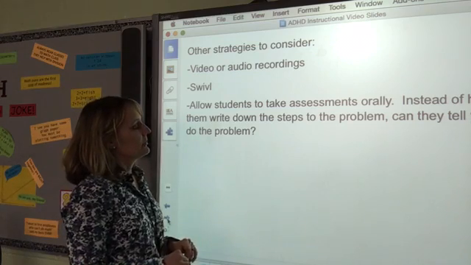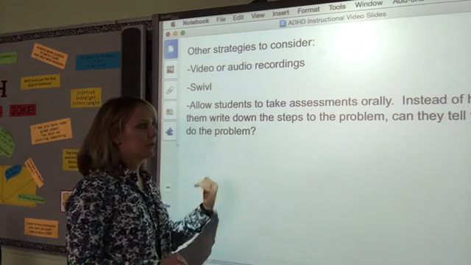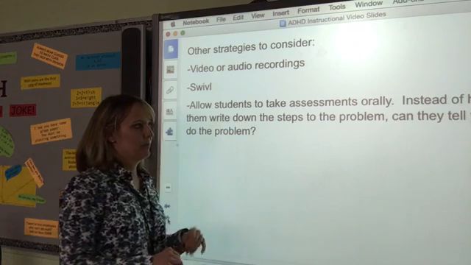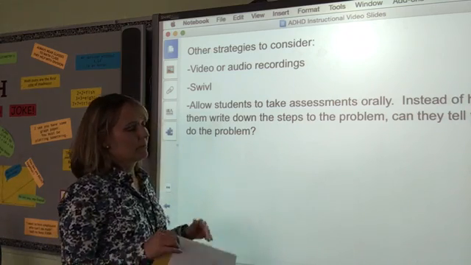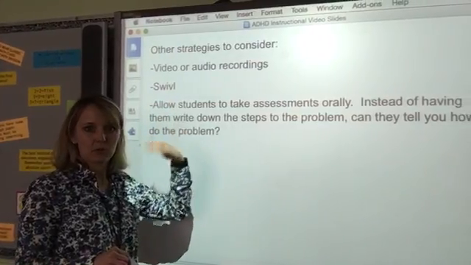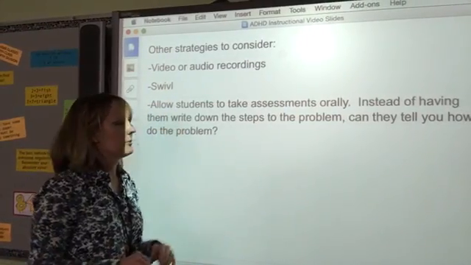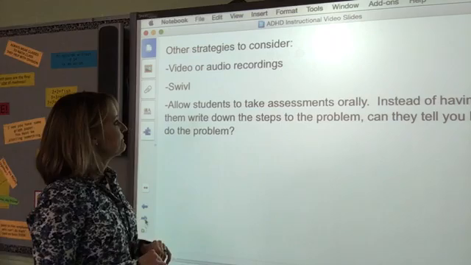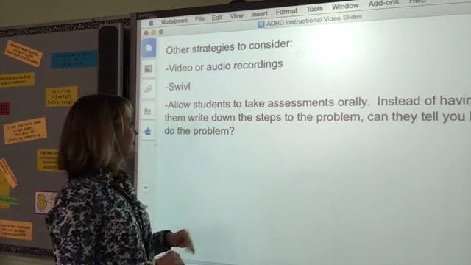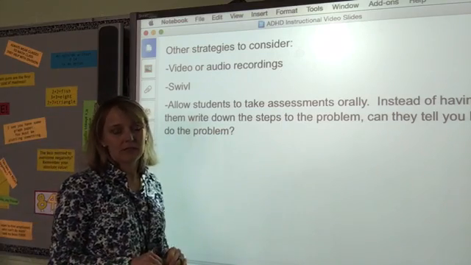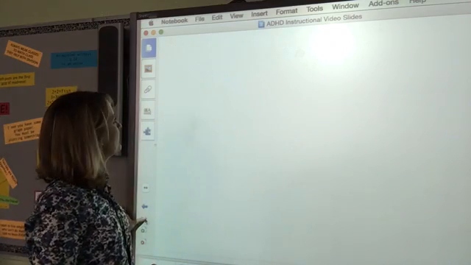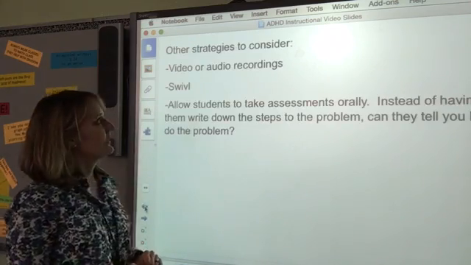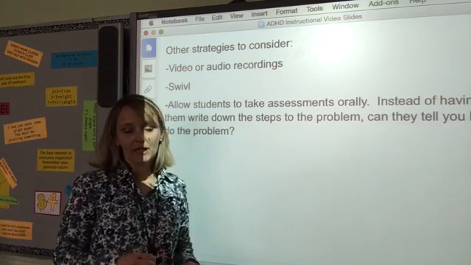Allow students to take assessments orally. At my other school, I did a lot of this where I would have the student tell me what they would write and write it for them because they had a disconnect between what was going on in their mind and what they were trying to get on their paper. Instead of having them write the steps down, can they tell me how they would do the problem? Again, same type of concept with having to go from their brain to their hand. And that is the instructional strategy that I chose for ADHD.